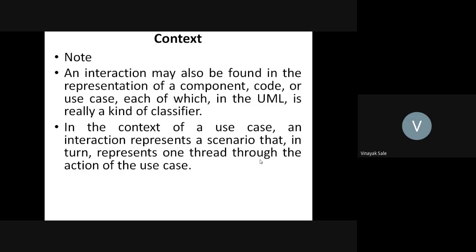An interaction may also be found in the representation of a component, node, or use case, each of which in the UML is really a kind of classifier. In the context of a use case, an interaction represents a scenario that in turn represents one thread through the action of the use case.